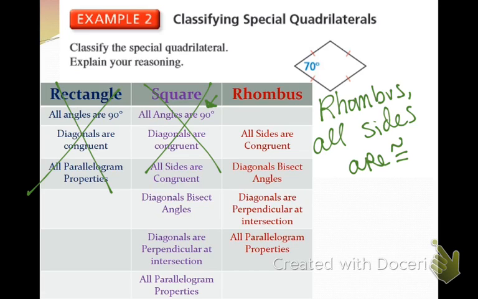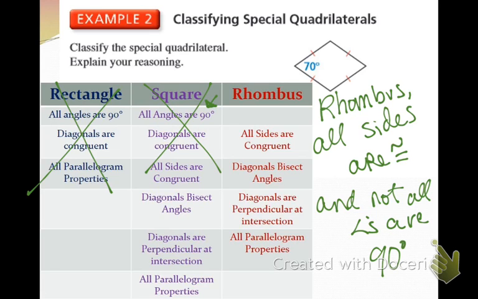All right, and then how did we narrow it down from square to rhombus? All the sides being congruent makes it either a square or rhombus. How did we decide a rhombus? Because not all the angles are 90. All right, so when you get to the section that says explain to the best of your abilities how you decided, how you went down to your decision. Okay?